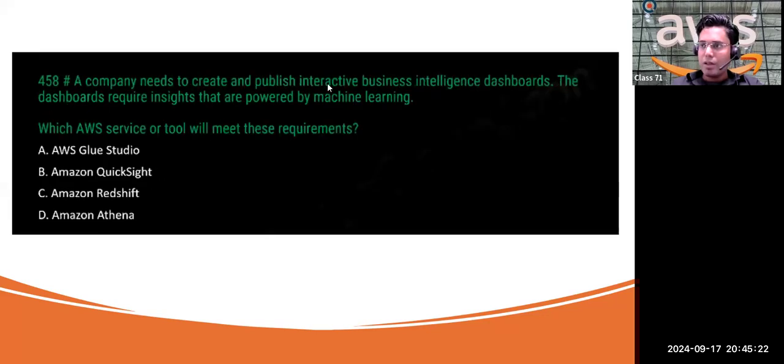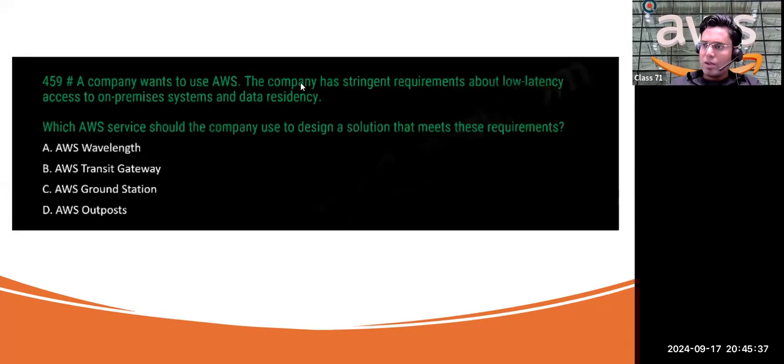A company needs to create a public interactive business intelligence dashboard. And again, sites. QuickSight. What do you think? Yeah, QuickSight. A company wants to use AWS, and has a certain requirement about low latency access to on-prem systems and data residency. Okay, and what do you think?